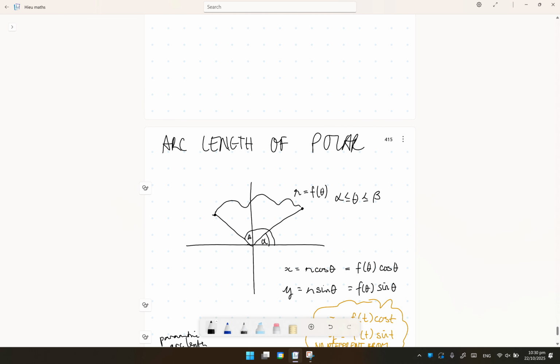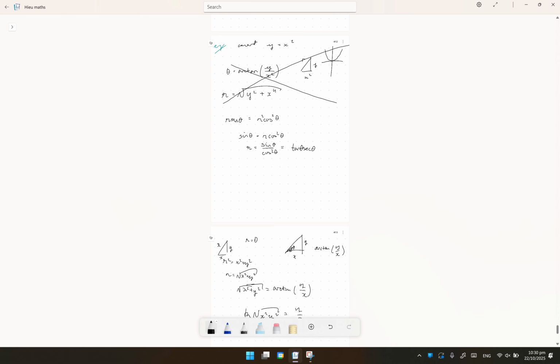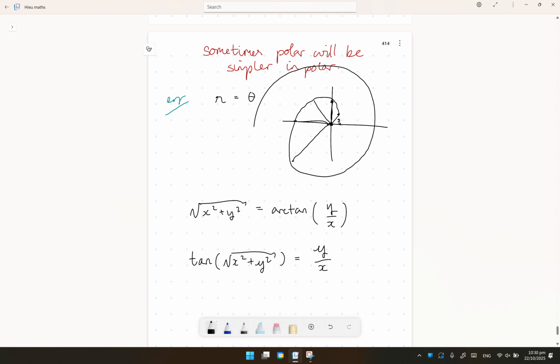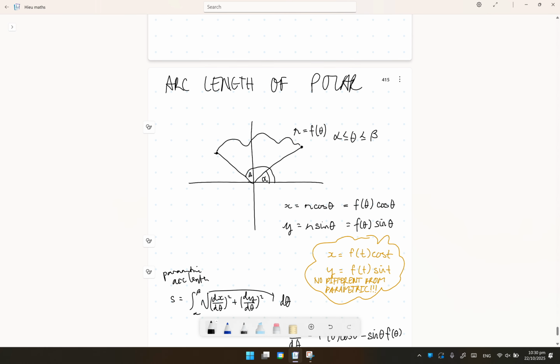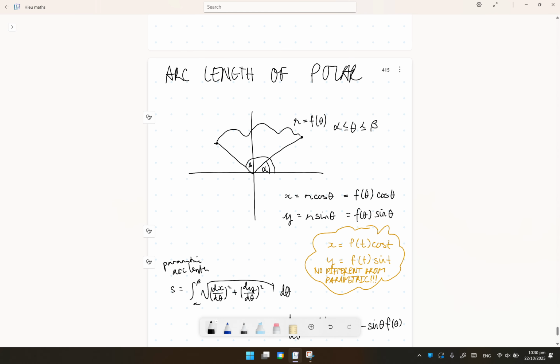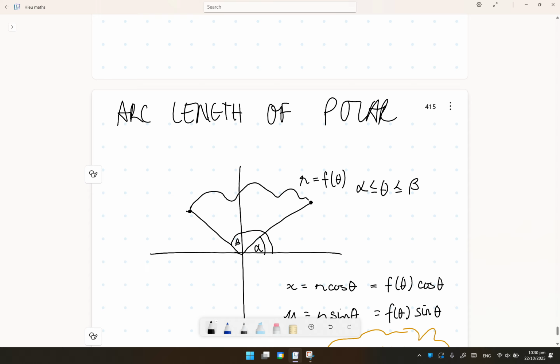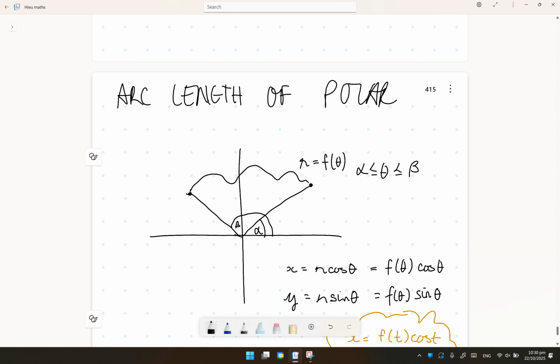So let's keep on going. I think that was enough examples about going from polar to Cartesian. So now let's look at the arc length of a polar function. Again, let's say we have an angle alpha, and at angle alpha it was this point, and then at angle beta, it was this point. If we connect it, it creates a function, r equals f theta, from theta equals alpha to beta.